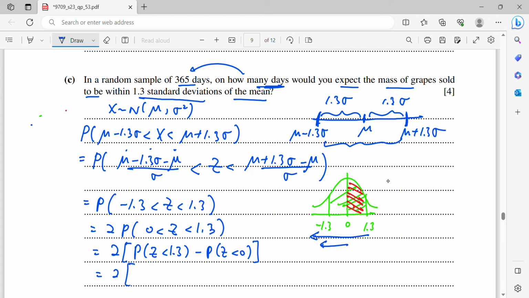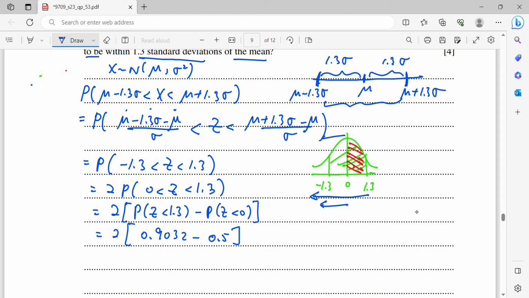Okay, so now P(Z less than 1.3), from the calculator or the table, you will get 0.9032. And then P(Z less than 0) is actually half of the graph, which means half of the total area, which is also 0.5. Okay, so when you calculate the values inside the bracket and multiply by 2, you will get 0.8064. Here I do not round to 3 significant figures because this is not our final answer.